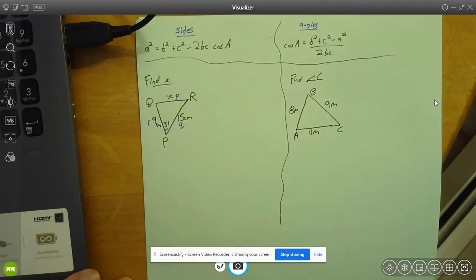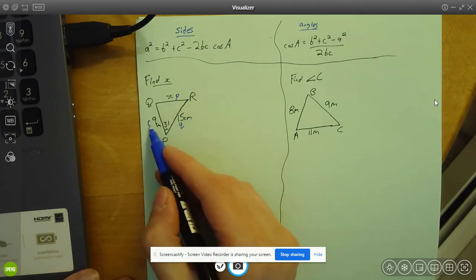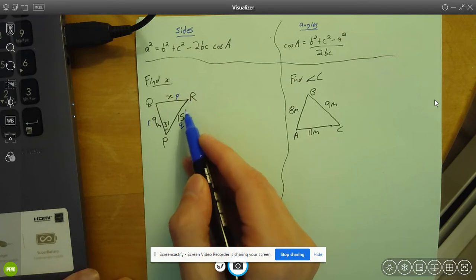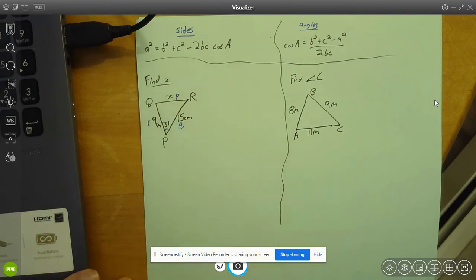Then we think, can I use sine law? That's going to be our next step, what we're looking to do. Here I can't. Notice I don't have any complete pair. I don't know side r and angle r. I don't know side q and angle q. And I also don't know p and P. So I don't have that complete pair that I need to use the sine law ratios.